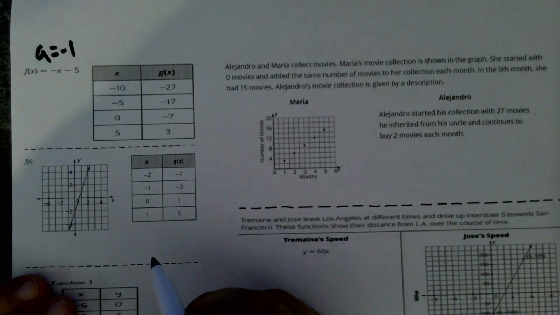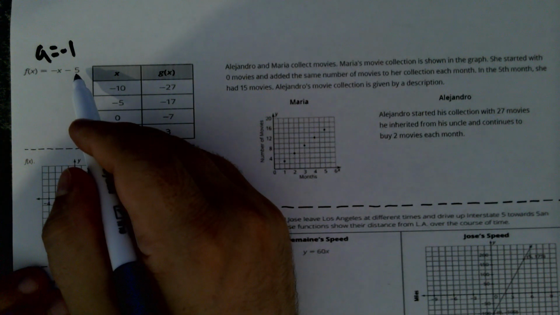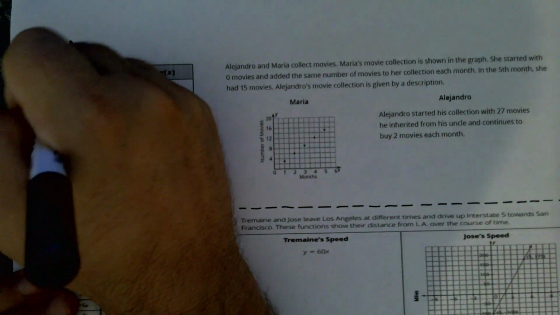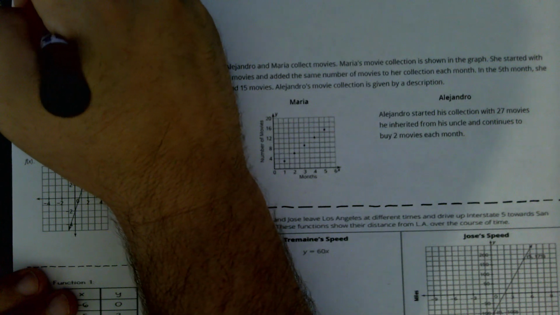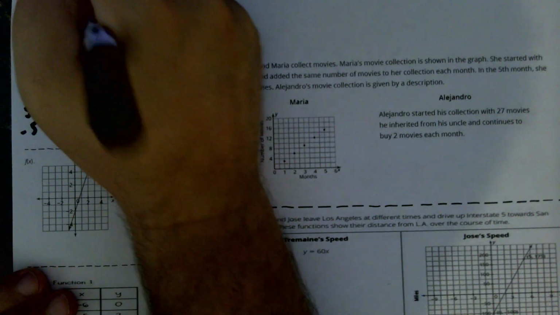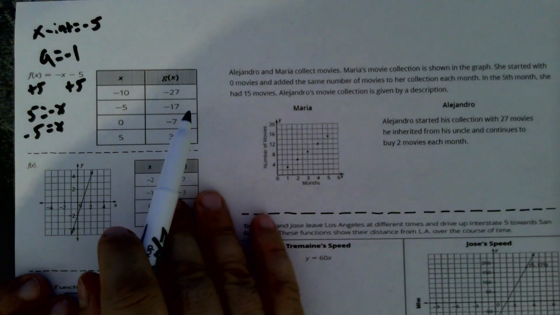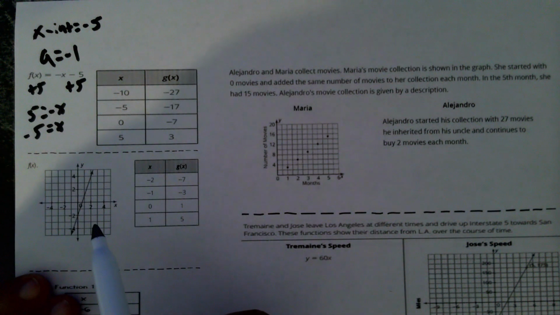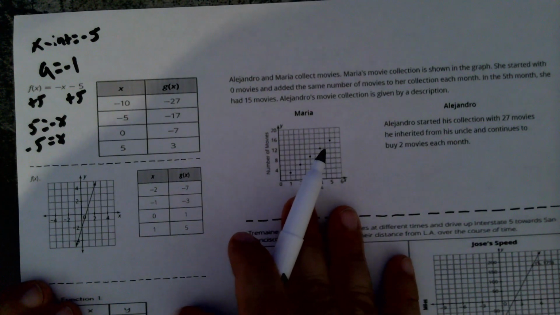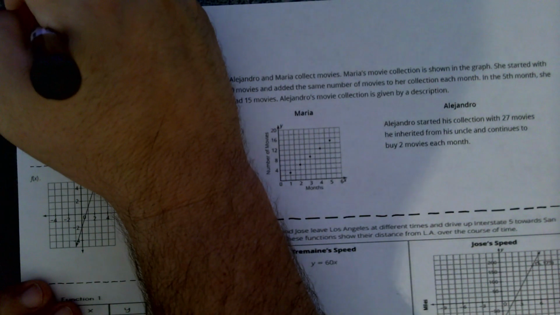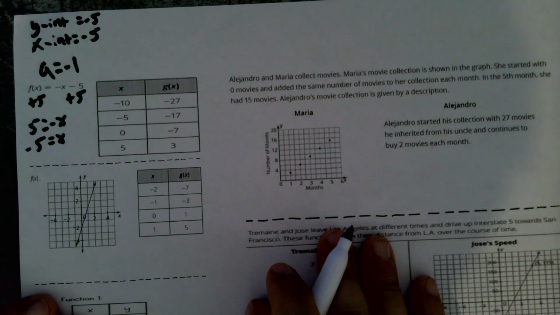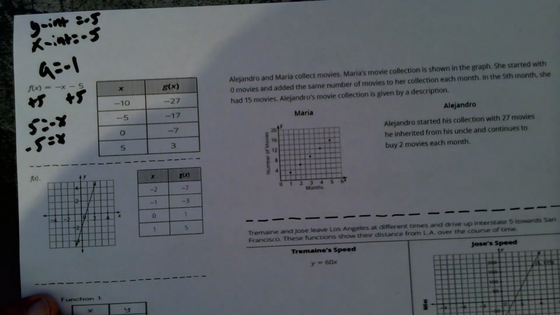That's -1. For my x-intercept, I'm going to add 5 to both sides. 5 is equal to -x, so -5 is equal to x. So my x-intercept is -5. And my y-intercept is going to be -5. So the x-intercept and the y-intercept are both -5.